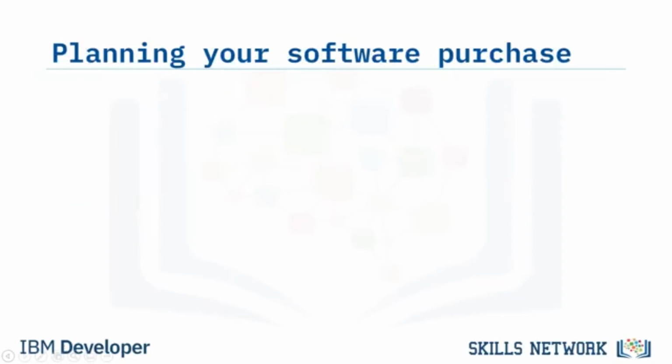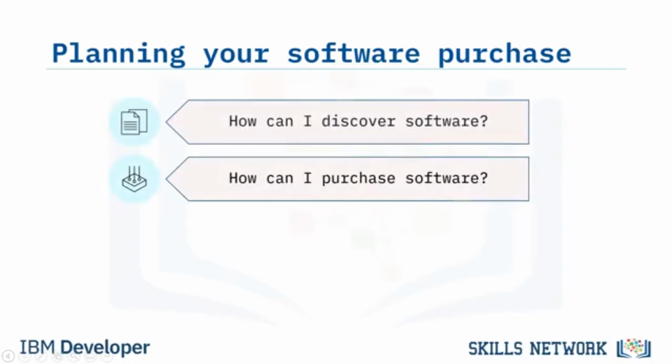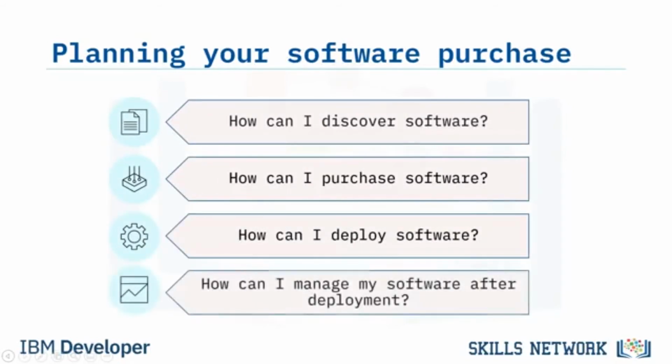But when it comes to choosing third-party software, a lot of questions arise. How can you discover software certified to work in your environment? How can you purchase that software? How can you deploy that software? And after deployment, how can you manage ongoing tasks such as updates? Red Hat Marketplace solves each of these concerns.